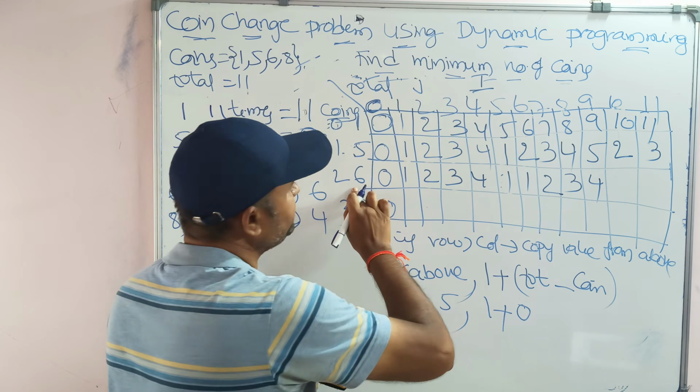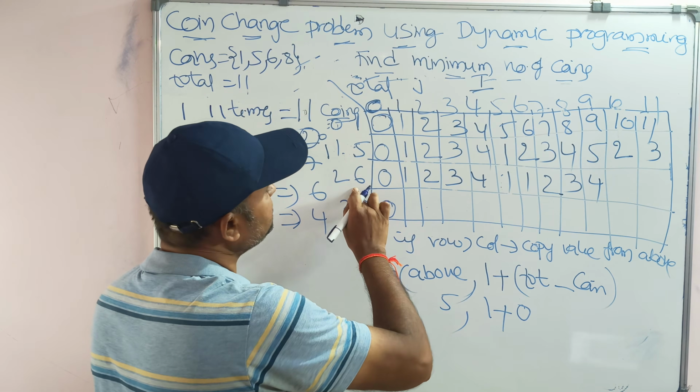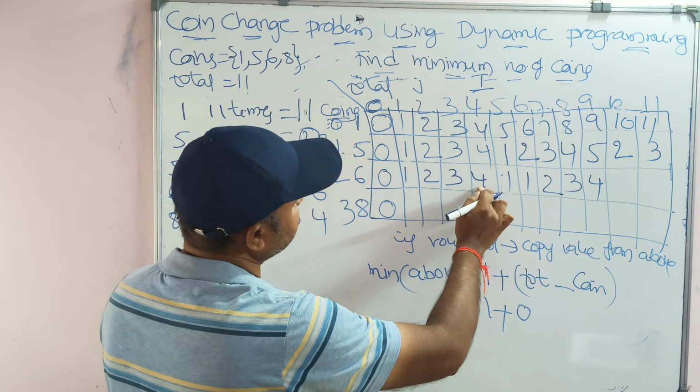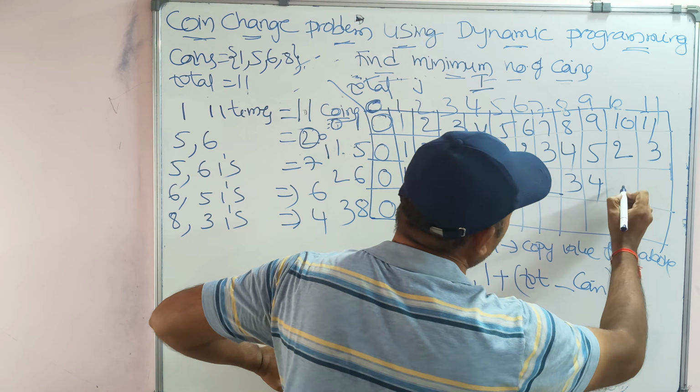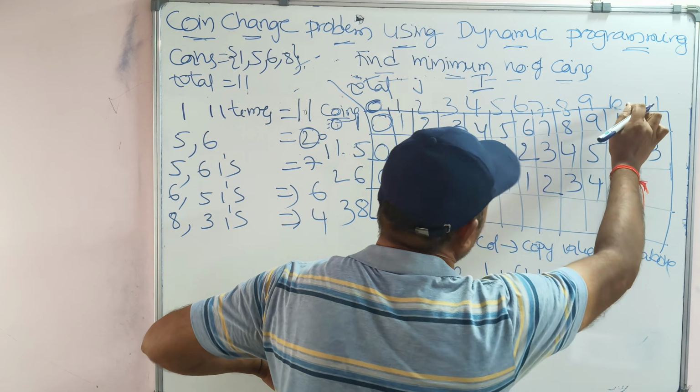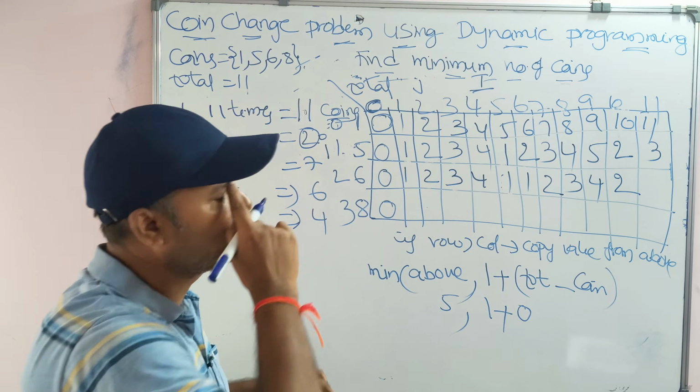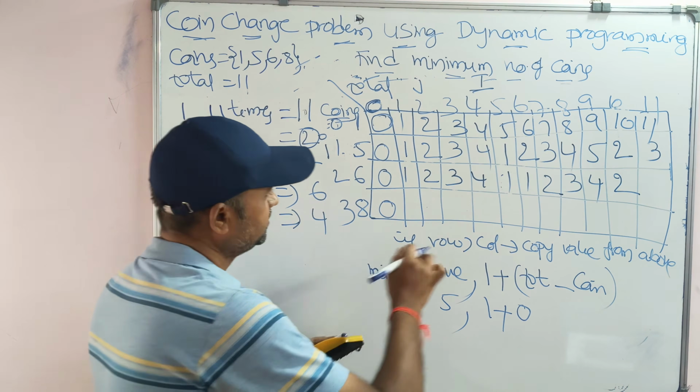Next, 10 minus 6 means 4. So 4th column contains 4. 4 plus 1 means 5. Out of 2, 5, which is the minimum? 2 is the minimum. So in order to make 10, two 5 coins are enough.